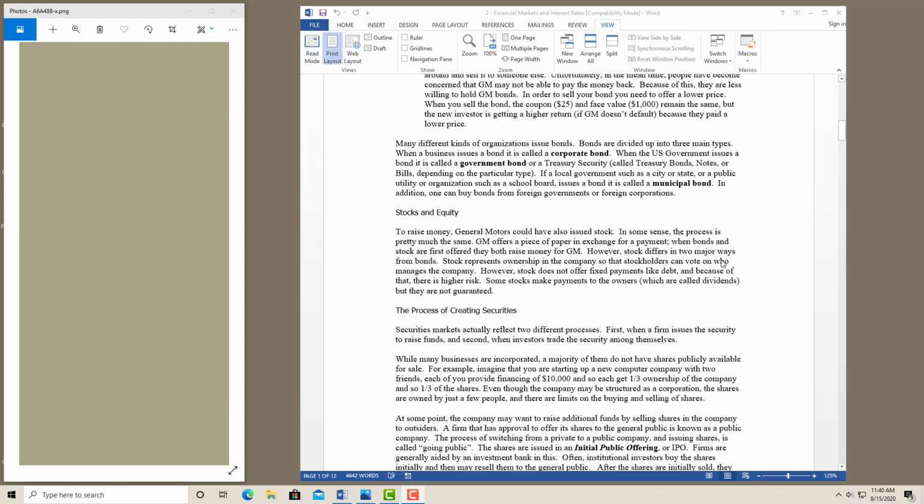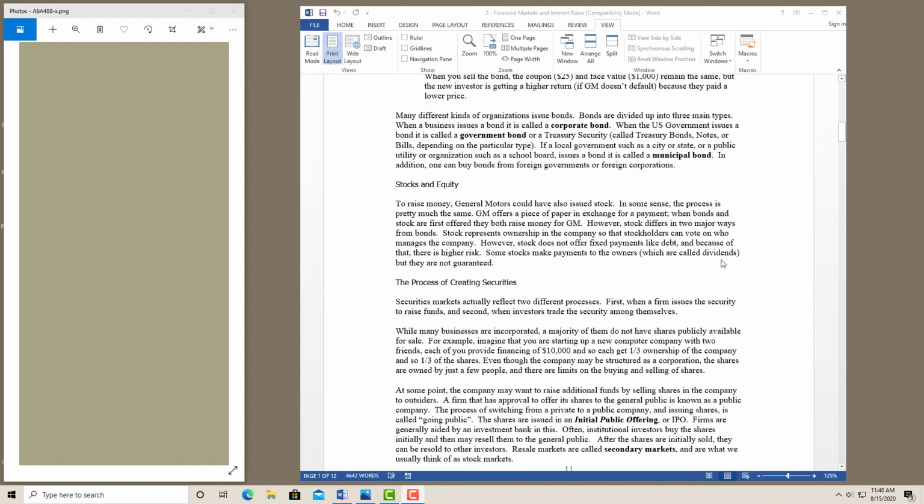Stock and equity is the other way we know for companies to raise money. Again, in a later lecture, we will look at how to price stock, at least some very simple ways. Stock is like bonds in that they're both ways for a company to raise money, but stock differs in a couple of ways too. Stock represents ownership in the company so that the person who owns the stock can vote on who manages the company.